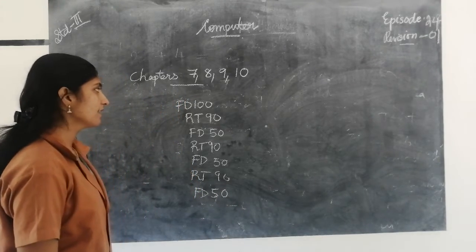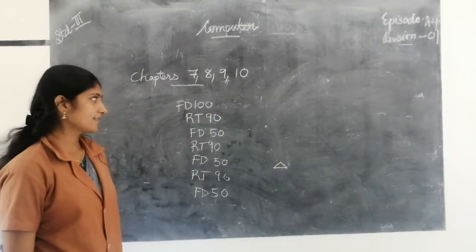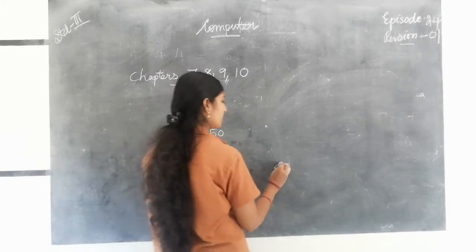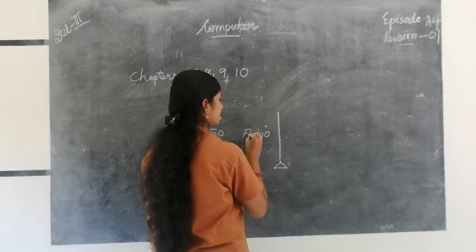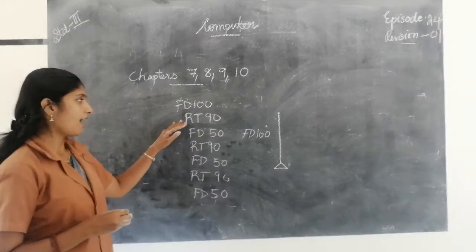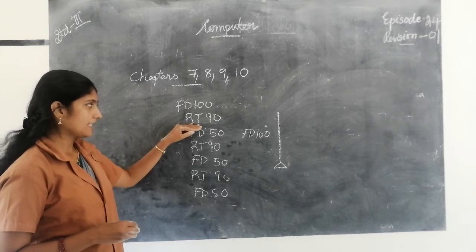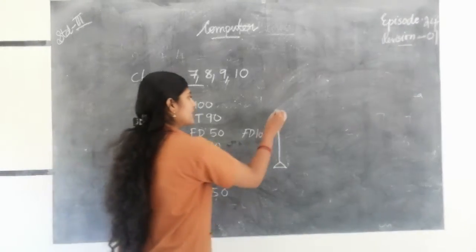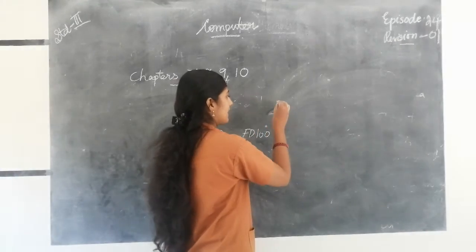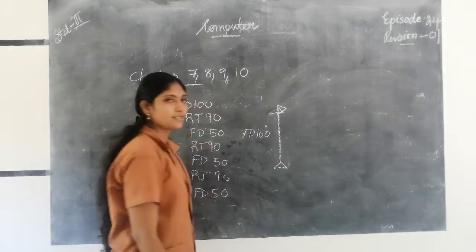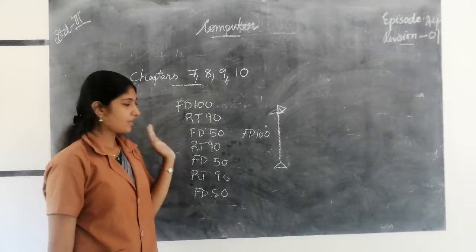So first FD 100. Here is the turtle and it moves 100 steps in the forward direction. This is FD 100. Then next RT 90. RT 90 means to turn the turtle to the right direction by an angle of 90 degrees. So the turtle's head, or face, is now in the right direction.